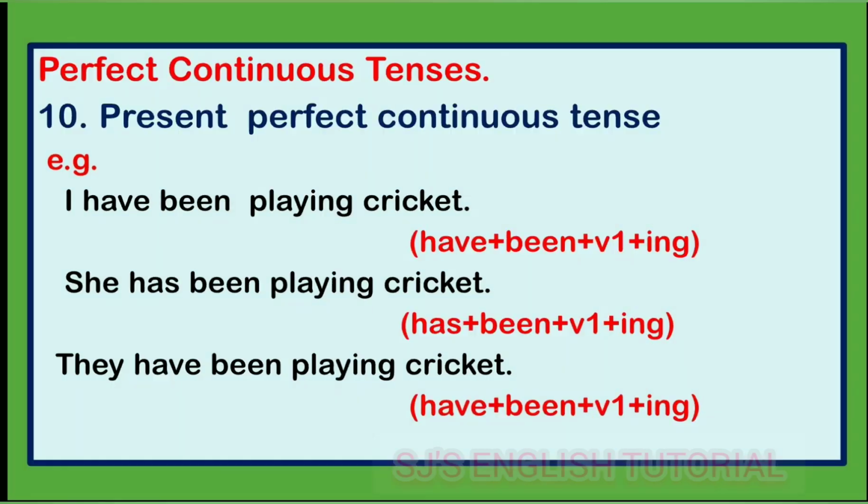And the fourth category of the tenses is perfect continuous tenses. Here also we have three types: present perfect continuous tense, past perfect continuous tense, and future perfect continuous tense. Present perfect continuous tense. I have been playing cricket, she has been playing cricket, they have been playing cricket. Let us see the formation of the verb here. Have plus been plus V1 plus ing, has plus been plus V1 plus ing. Has we use with the third person singular, and with all the remaining subjects we use have been plus V1 plus ing.